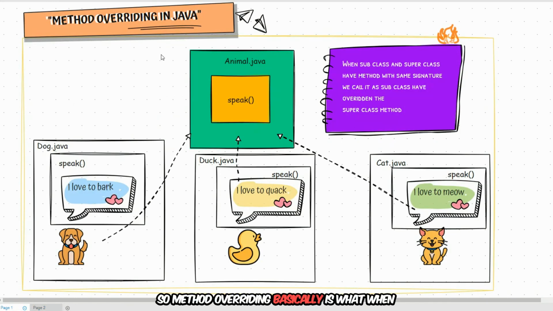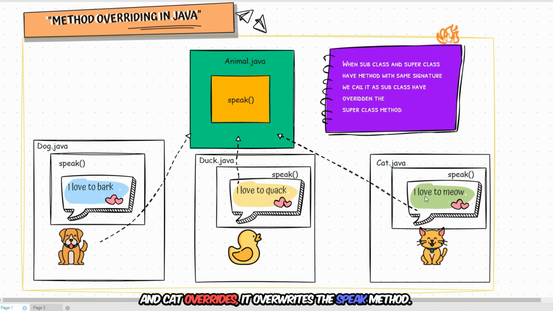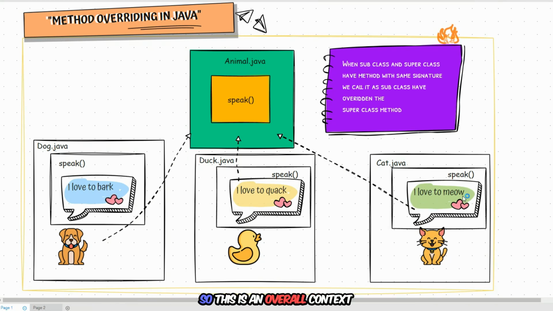Method overriding is when a subclass and superclass have a method with the same signature, we say the subclass has overridden the superclass method. For example, Animal has a method called speak. When Dog extends Animal, it overrides the speak method and says I love to bark. When Duck overrides Animal, it says like to quack. And Cat overrides the speak method, it says I love to meow. So this is the overall context of what method overriding is. Let's jump into the practical.